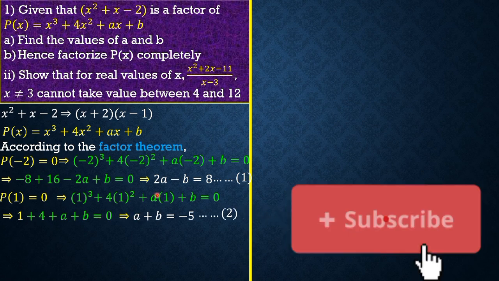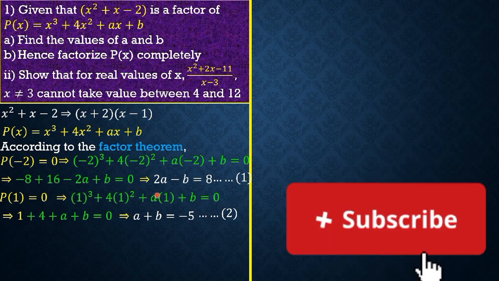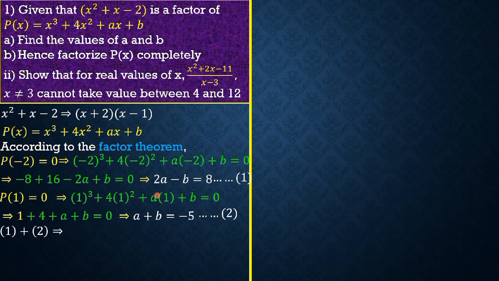Now all that is left for us is to solve for the values of a and b. If you take equation 1 plus equation 2, negative b and b can go. We have 2a plus a, which is 3a, and 8 minus 5 gives us 3. If we divide both sides by 3, we have a equal to 1.